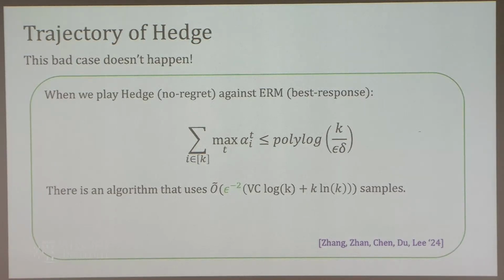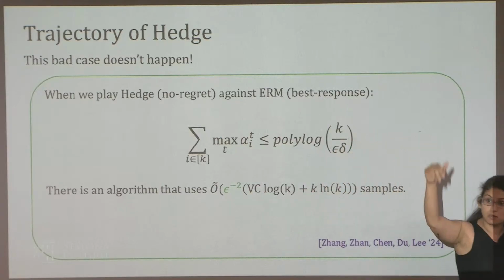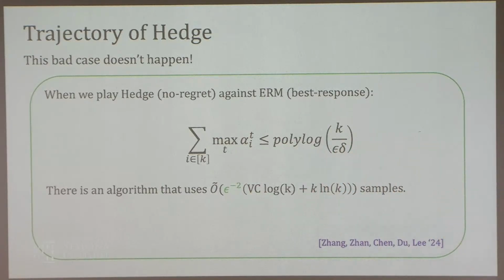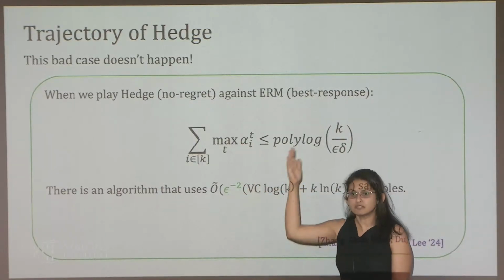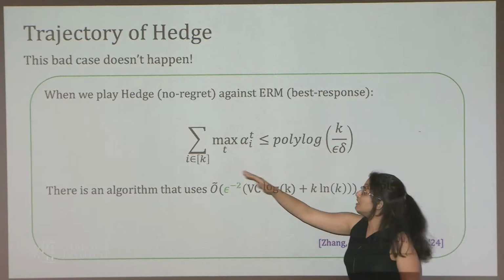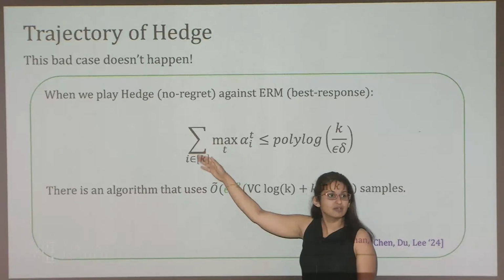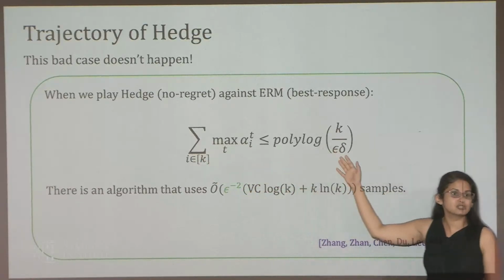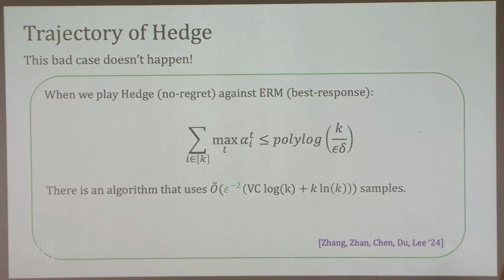The idea here is that this bad case doesn't happen. It doesn't happen when you think about the trajectory of the no-regret algorithm, especially when you think about it as no-regret best response, which is the first algorithm I was talking about. It's possible that some of these distributions jump up in weight, but if as a whole I sum over the max weight that any distribution at any time can have, that is not going to be large. It can be only logarithmic. It cannot be k, which would have been the bad case I constructed. It will only be logarithmic.